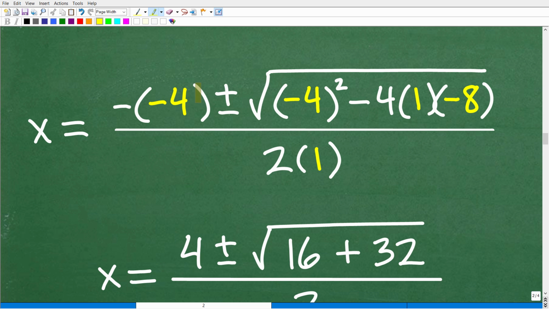We have minus 4. So the opposite of -4 is 4. Now, another mistake here is basic stuff that students don't even know, positive and negative numbers or order of operations. That right there, you're going to have to review.